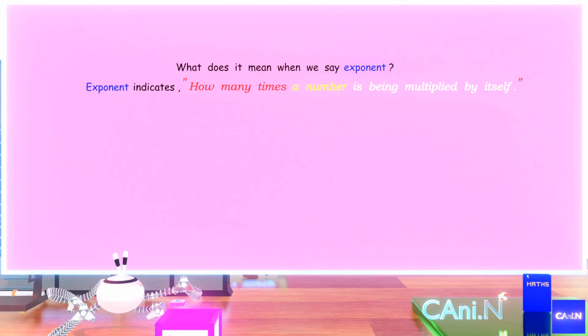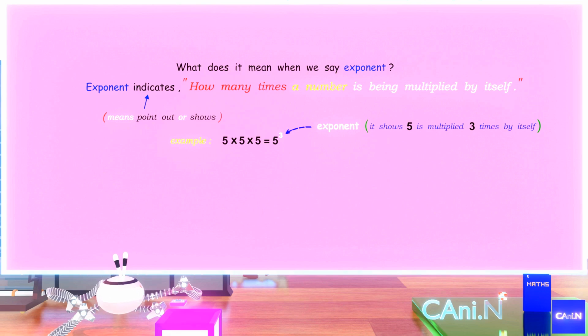Exponent indicates how many times a number is being multiplied by itself. Here, indicates means point out, or shows. Example, 5 into 5 into 5 equals 5 raised to the power 3. And here, 3 indicates the exponent, and it shows 5 is multiplied 3 times by itself.